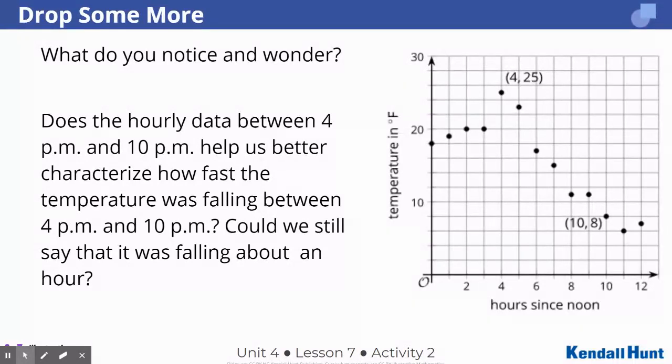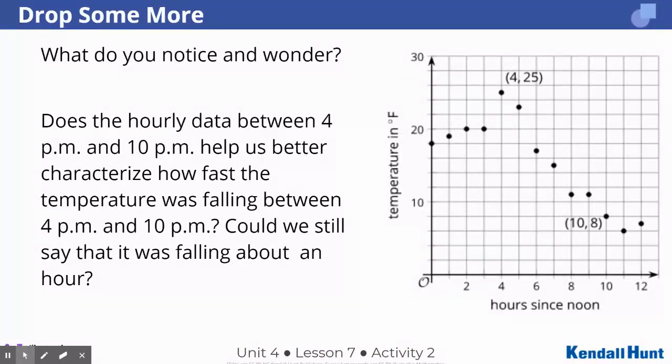Does the hourly data between 4 and 10 help us better characterize how fast the temperature was falling between 4 and 10? And could we still say that it was falling at about an hourly rate? So what was it falling? It was falling 2.8 degrees per hour is what we calculated before.